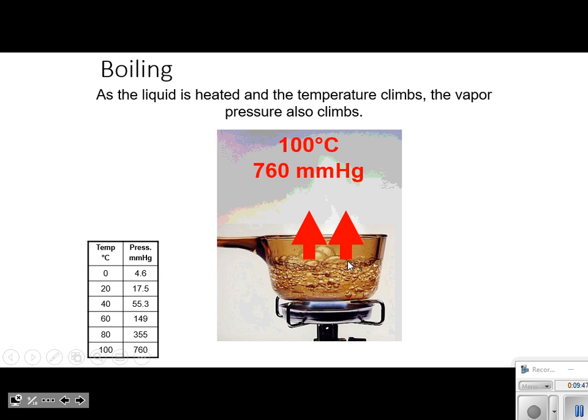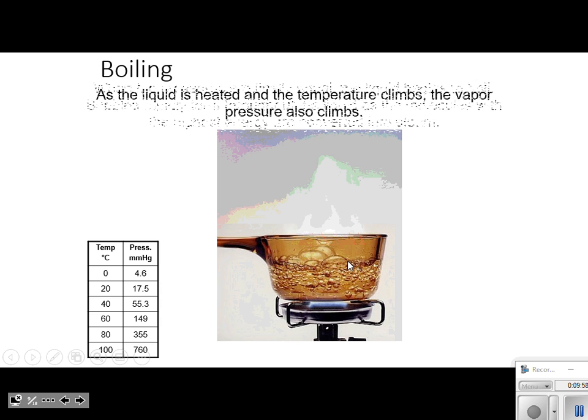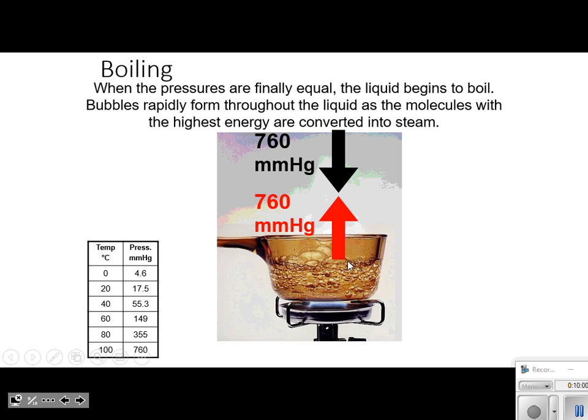So, if the atmosphere is pushing down on the surface of the liquid at 760, the liquid is also pushing up at 760. Okay? When those are equal, the liquid begins to boil. Bubbles rapidly form throughout the liquid as the molecules are at the highest energy, and they are converted to steam.